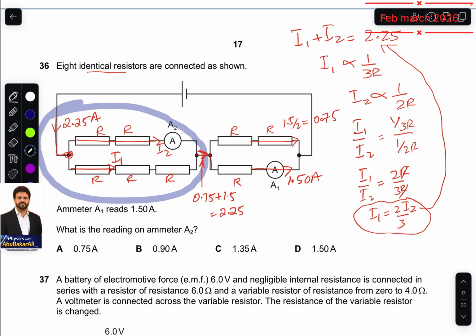Let's do it. I1 is 2 I2 over 3, plus I2 is equal to 2.25. When I take the LCM, this gives me 5 I2 over 3 is equal to 2.25. So I2 is equal to 3 times 2.25 divided by 5, which is equal to 1.35.